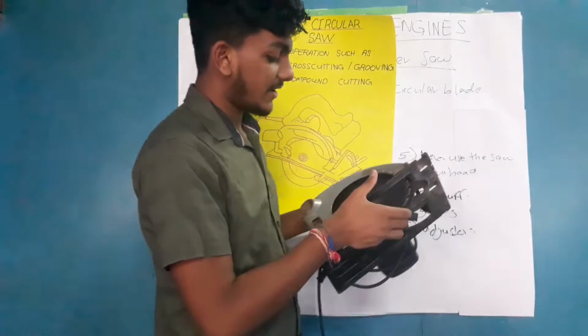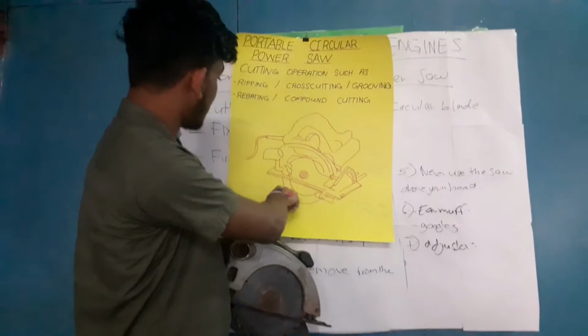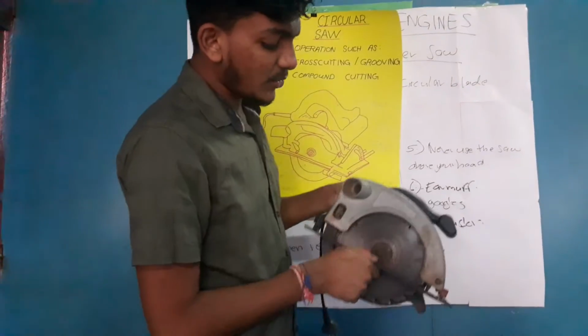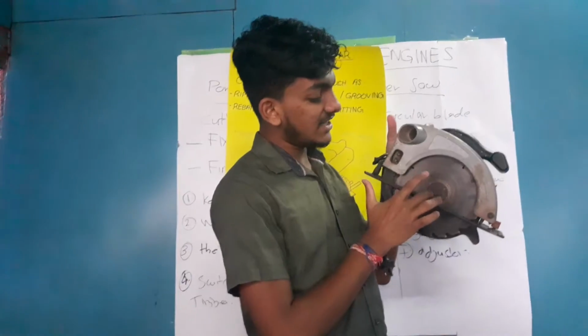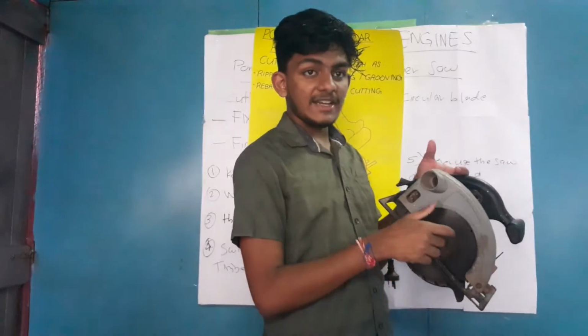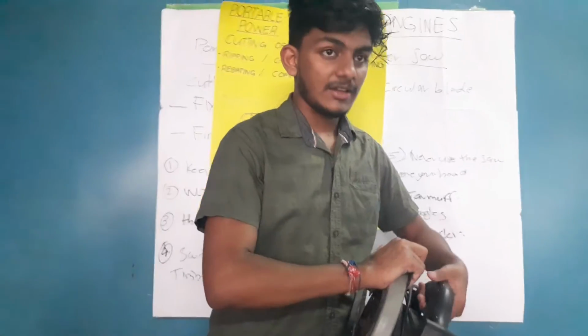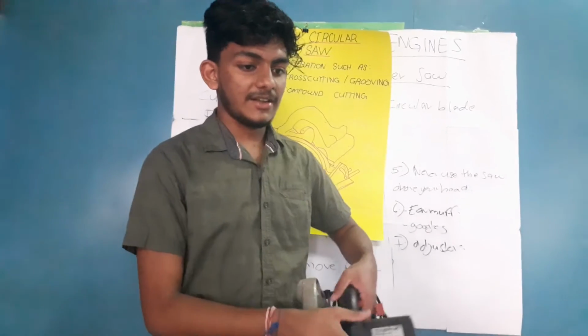Right. And now the last one is fixing bolt. Fixing bolt is basically used to attach the blade to the saw. It should be tight enough so that it does not fall. I hope you get it.